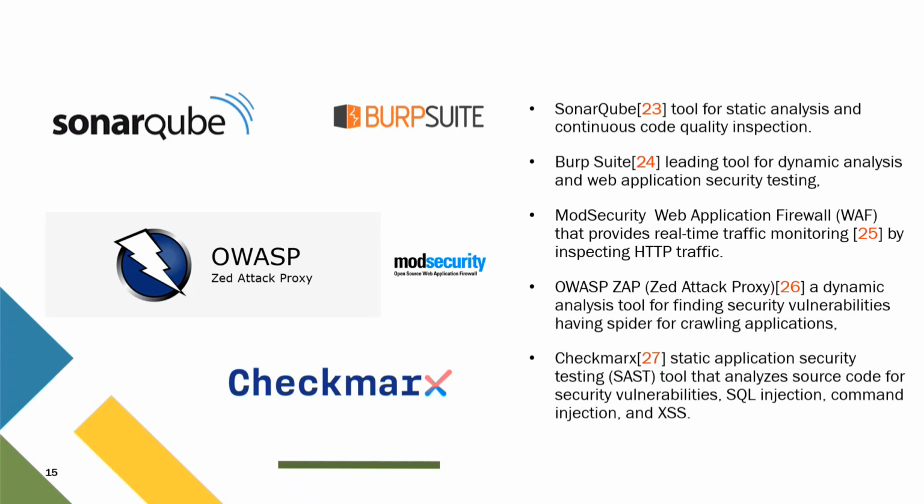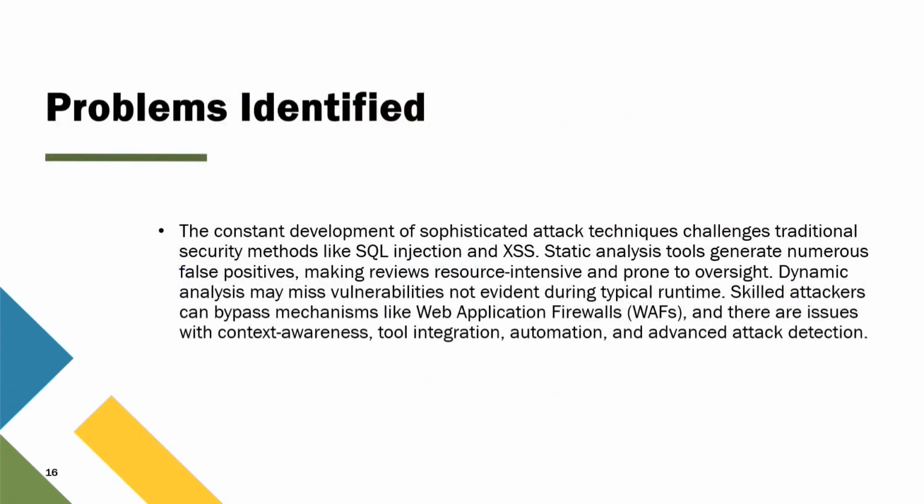The problems I identified in my research work were, as I discussed before, that there are two types of analysis, static and dynamic. The main problem with static analysis is that it produces a lot of false positives, making it prone to oversight, while dynamic analysis is not evident at runtime. I also discussed web application firewalls, but the issue with those is that attackers use many bypass mechanisms, so they are not really effective.